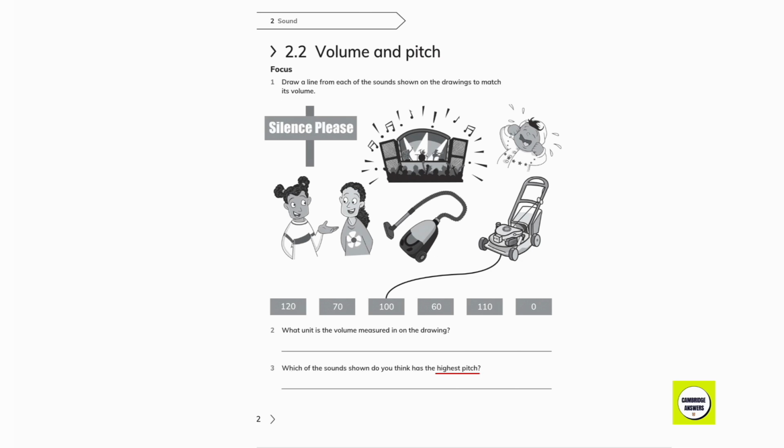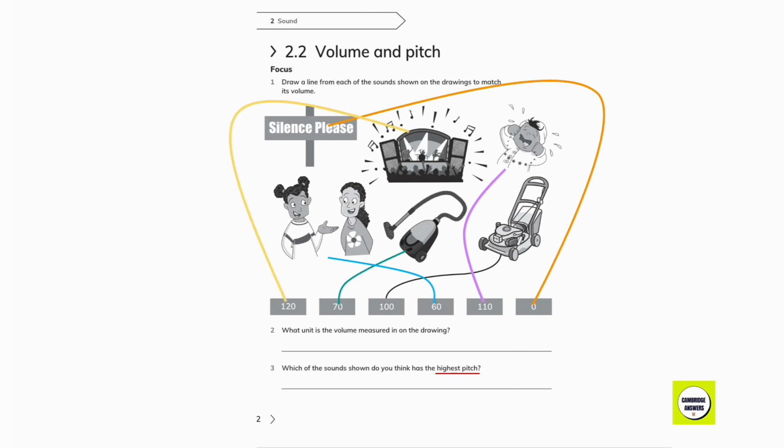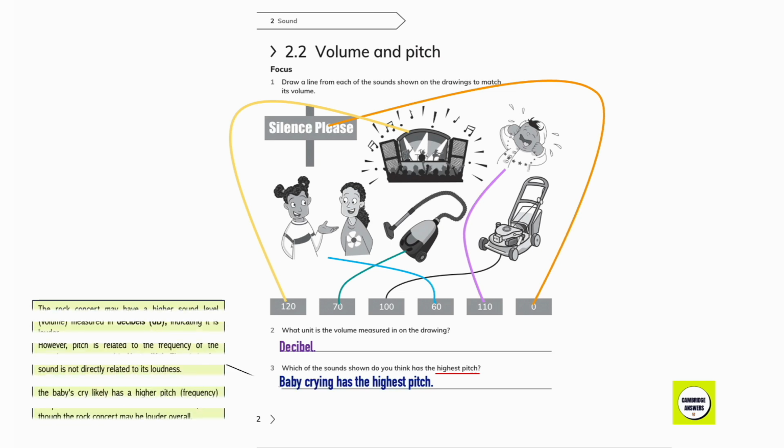Exercise 2.2 Volume and Pitch. Draw a line from each of the sounds shown on the drawings to match its volume. 70, 60, 110, 0, 120. What unit is the volume measured in on the drawing? Decibel. Which of the sounds shown do you think has the highest pitch? Baby crying has the highest pitch.